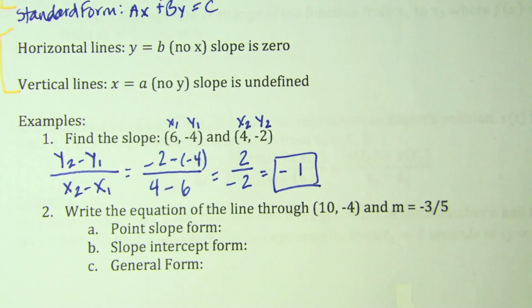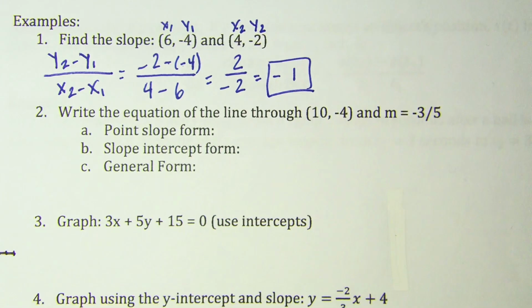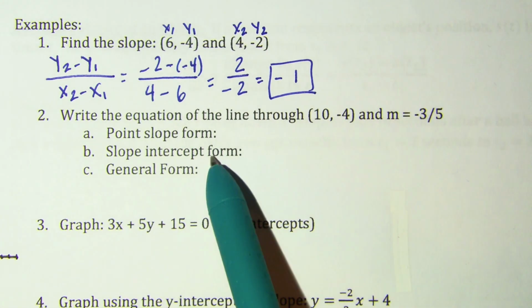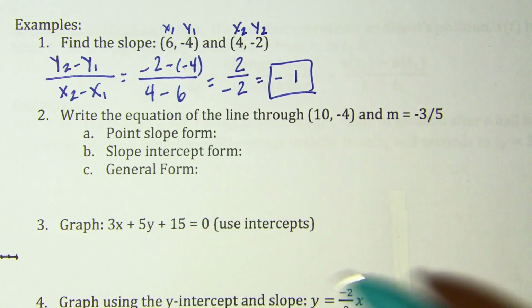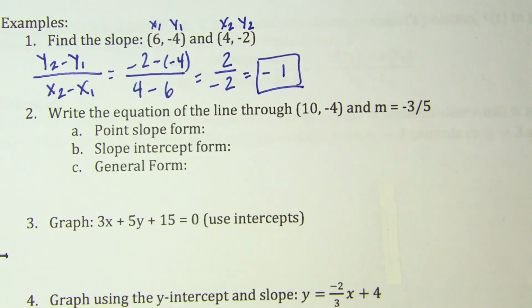Now this next example is asking us to write the equation of the line given our slope and given this point here. And it's asking us to write it in these 3 different forms. So it's easiest to start with point-slope form, so that's what we're going to start with, and then we'll get to slope-intercept form and general form. I'm going to leave this space over here to write my answers, and I'm going to do most of my work over here off to the side.